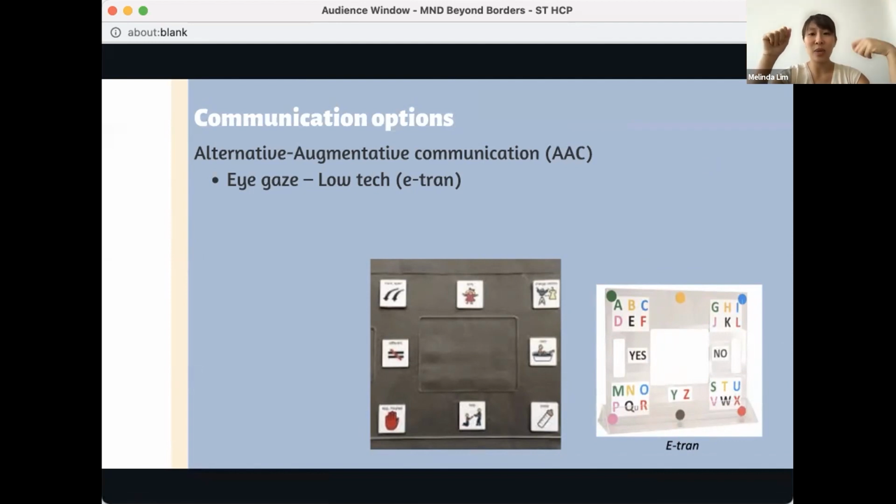So the reason why we keep it clear is because we need to see where the person's eyes are moving, and this helps us understand the selection that they're making.